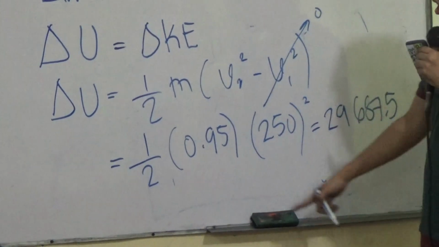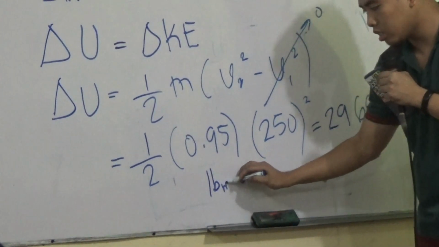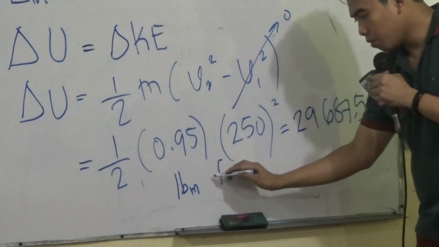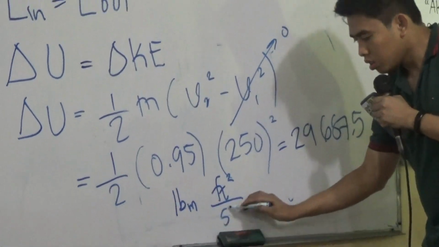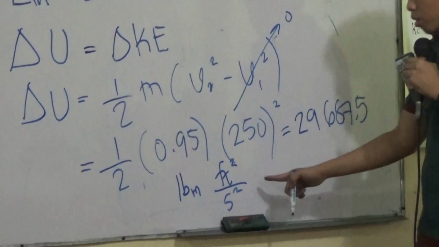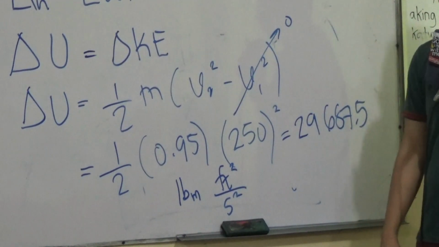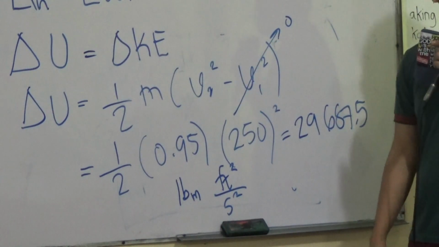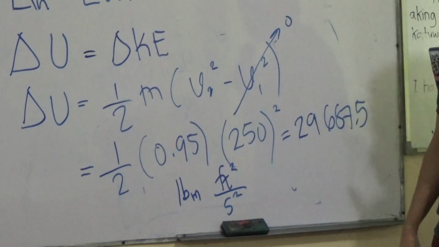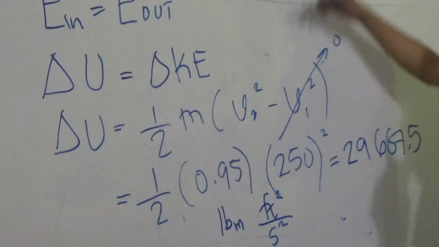Okay, analyze natin. Lagyan ko dito, this is pound mass. This is feet squared per second squared. Okay, anong unit ba yung feet squared per second squared times pound mass? Anong unit yan? Walang unit na ganyan, sir. Walang ganyan sa choices, eh. So, adjust natin. Okay? Ano bang definition ng Newton?